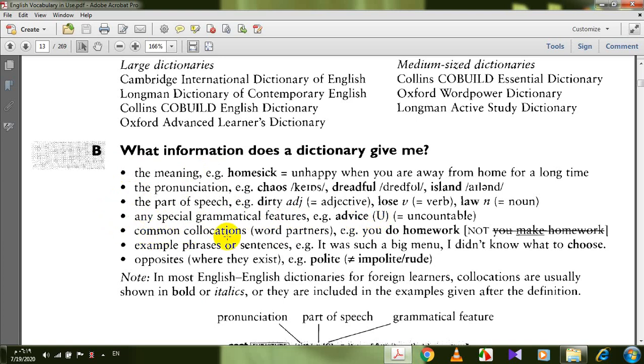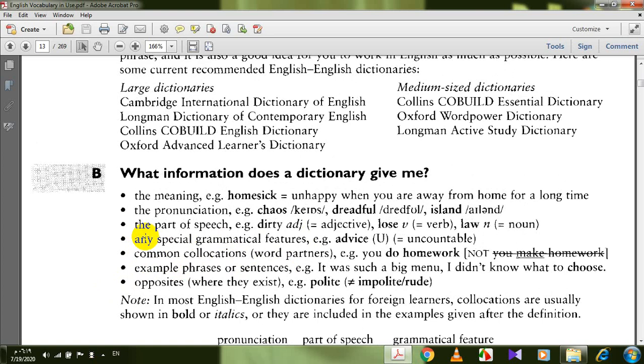It gives you the common collocations, or common partners, or word partners, words that collocate with each other. It gives you an opportunity to see examples of how the word is used in a sentence. It gives you the synonyms and opposites of a word. Okay, so let's talk about them one by one. The meaning, e.g., homesick. It means unhappy when you are away from home for a long time.